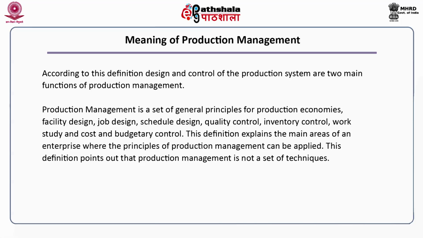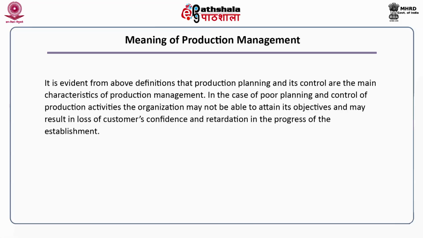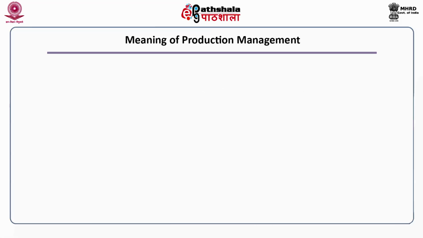This definition points out that production management is not a set of techniques. It is evident from the above definitions that production planning and its control are the main characteristics of production management. In case of poor planning and control of production activities, the organization may not be able to attain its objectives, and this may result in the loss of customer confidence and retardation in the progress of the establishment.